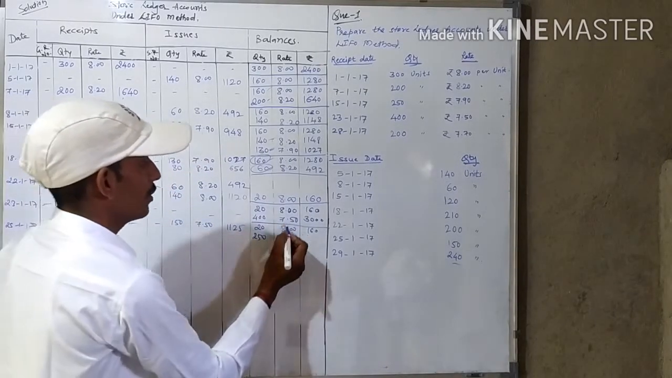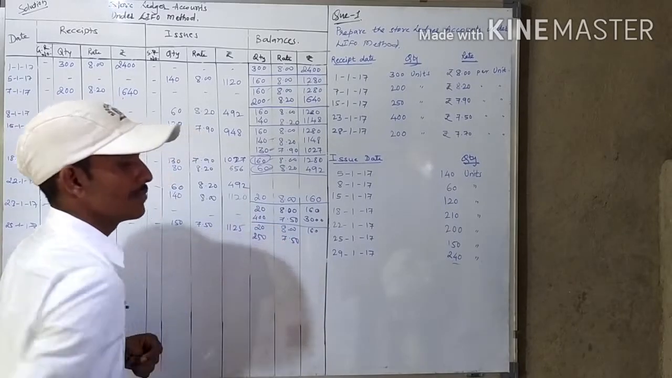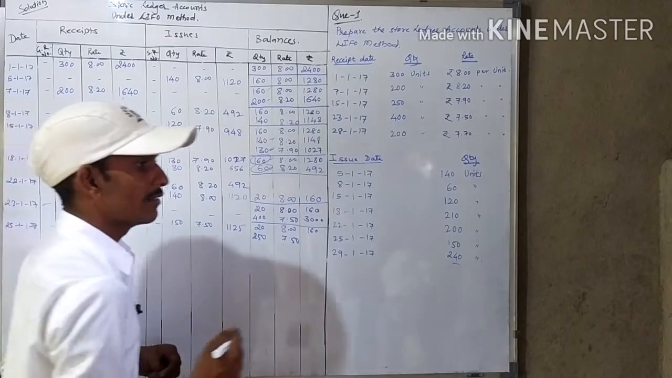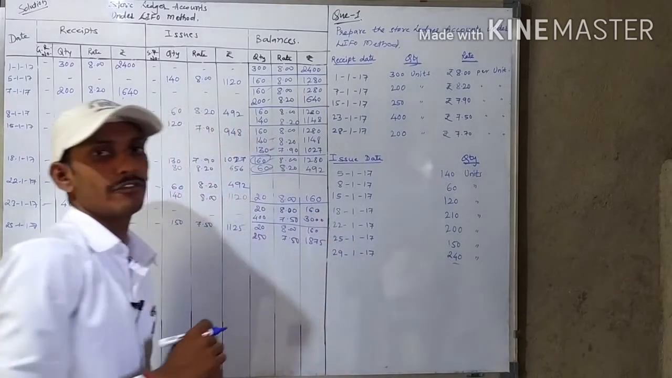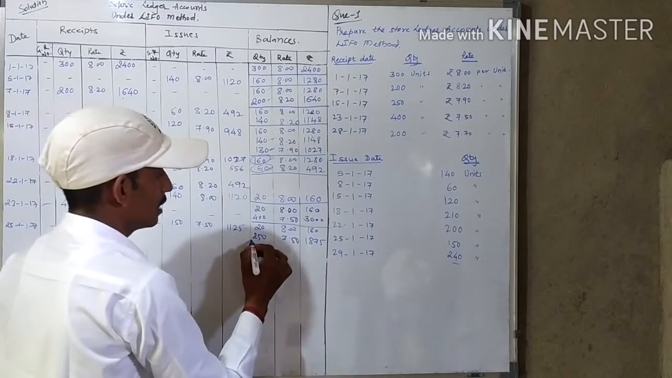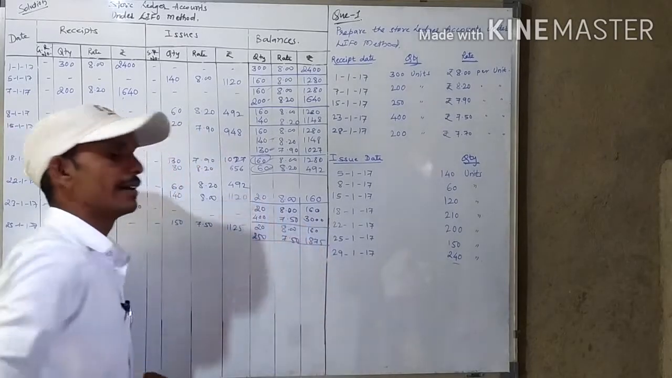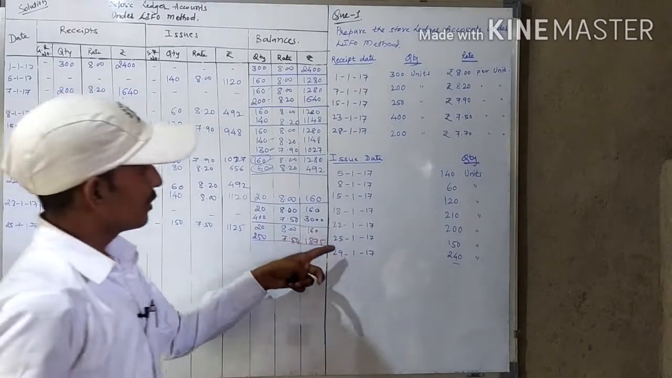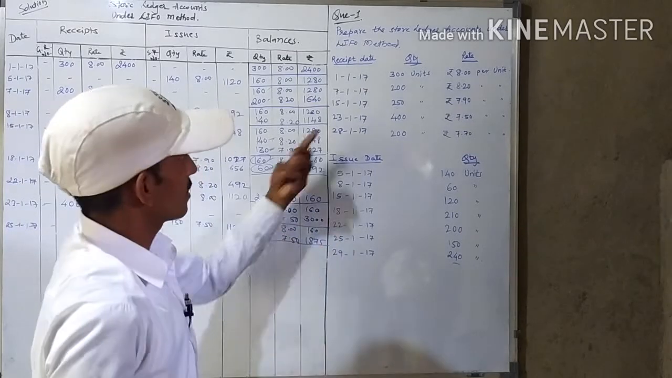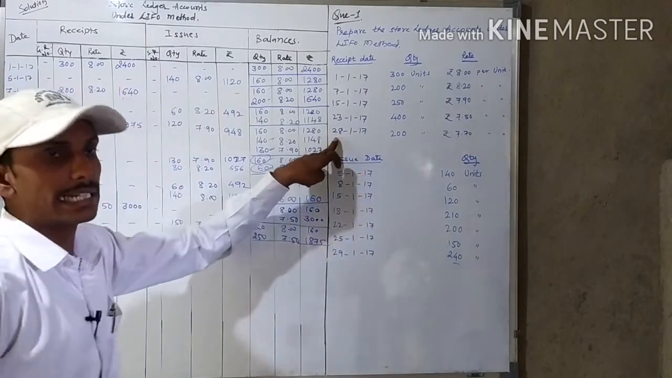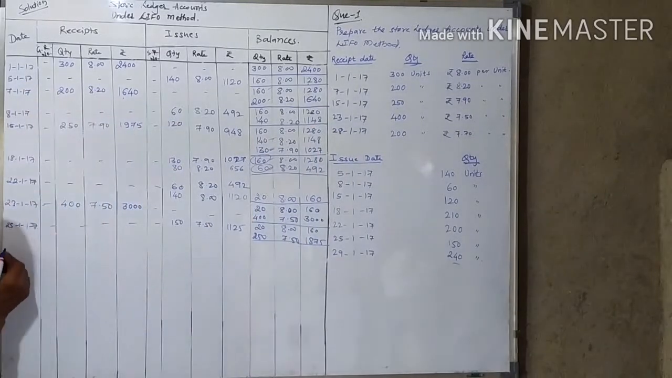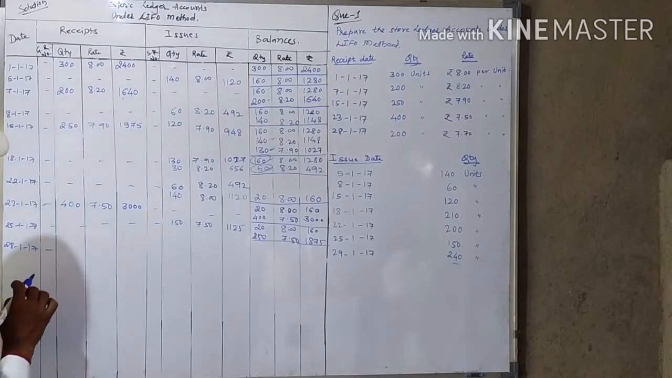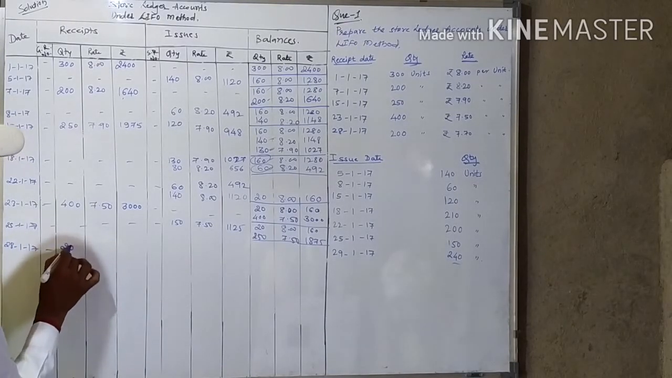What is the rate per unit? 7.50. So you can calculate the value, you will get 1875. Okay, now we can close the books of account for that particular day. After 25th, the next transaction happened on the 28th. Receipt has taken place. So here the date is 28/1/2017.